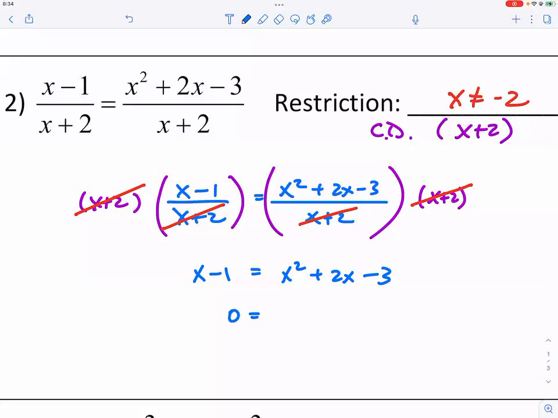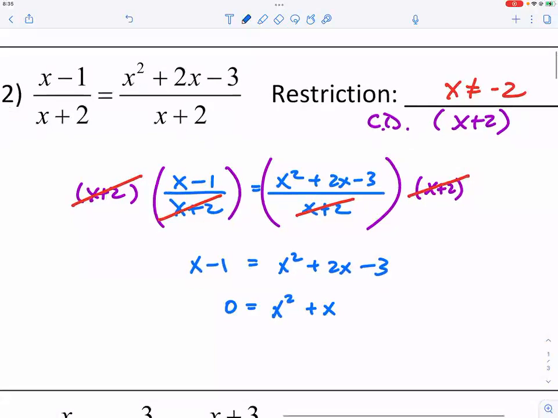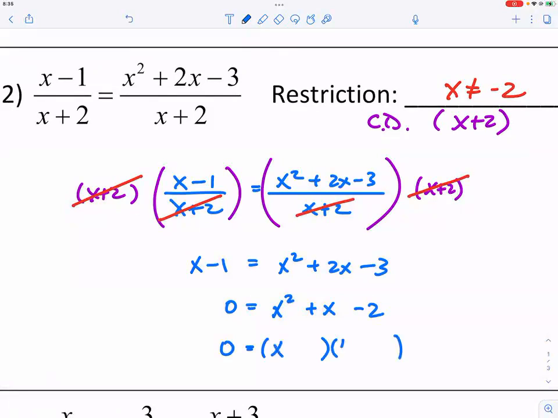And now we're going to group things all together on the same side. So we have x squared, and we subtract x on both sides. So on the right-hand side, we're down to just plus x. And we're going to add 1 on both sides. So minus 3 plus 1 is minus 2. Now we can factor. Give you a moment. See if you can factor this: x squared plus x minus 2. Can you factor them?